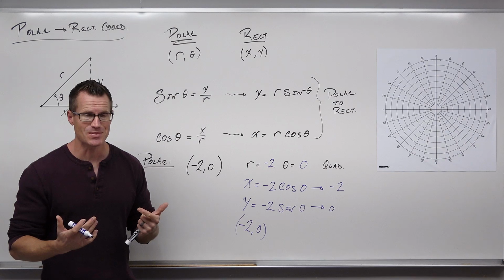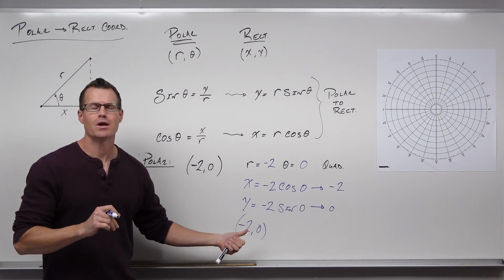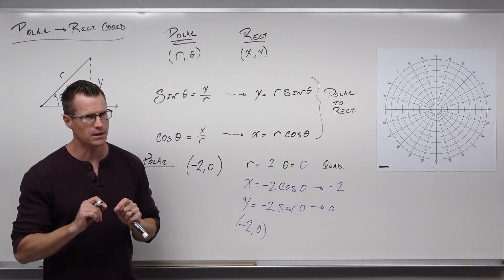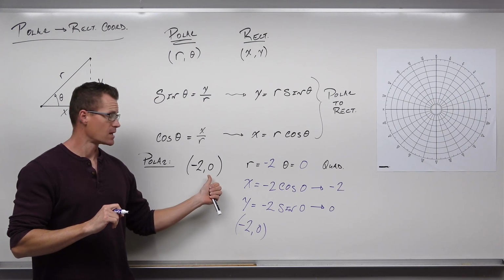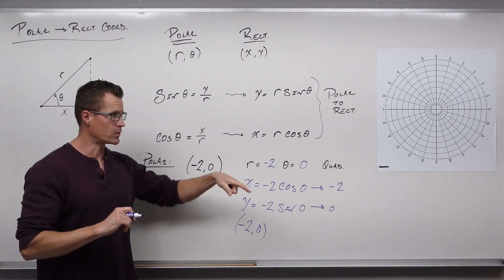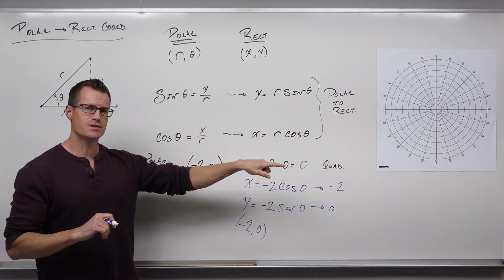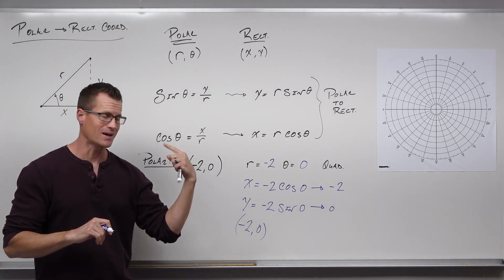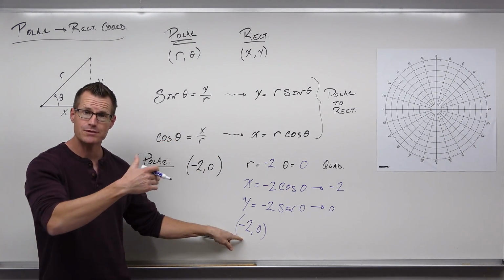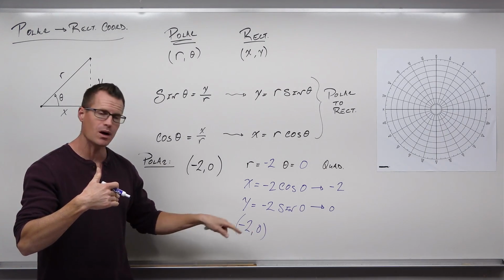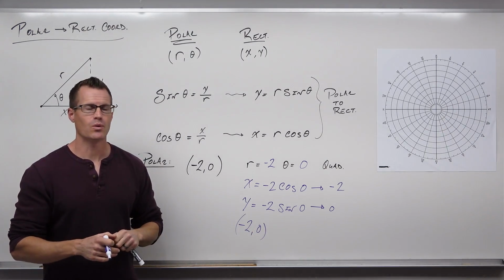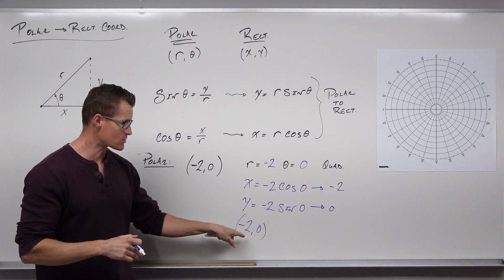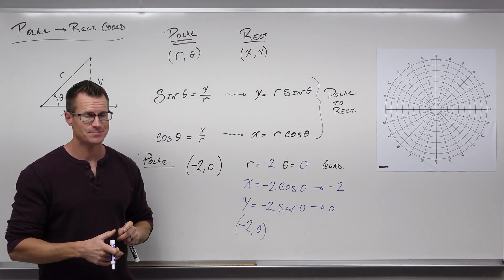Now, hopefully you see something interesting. These are the same numbers, but they mean something completely different. In polar coordinates, this means the angle, which was 0. This means the distance from the pole in the opposite direction of positive r, which would be this way. This means you go left 2 on the x-axis and you do not move on the y. It's going to give you the same point, but they do mean different things. This is rectangular, that's polar.